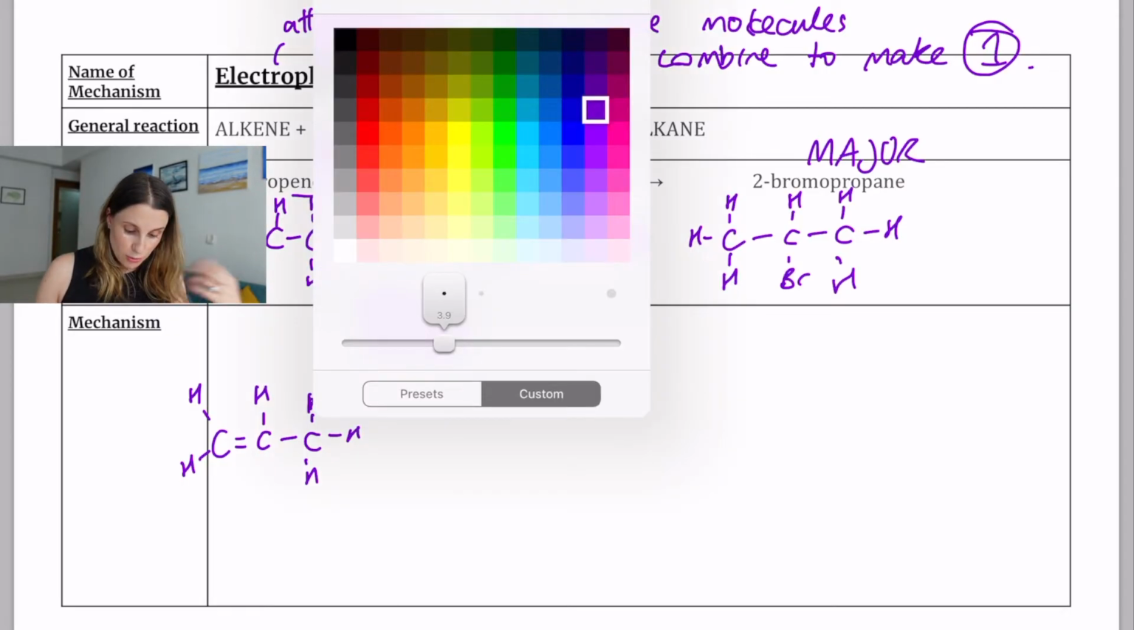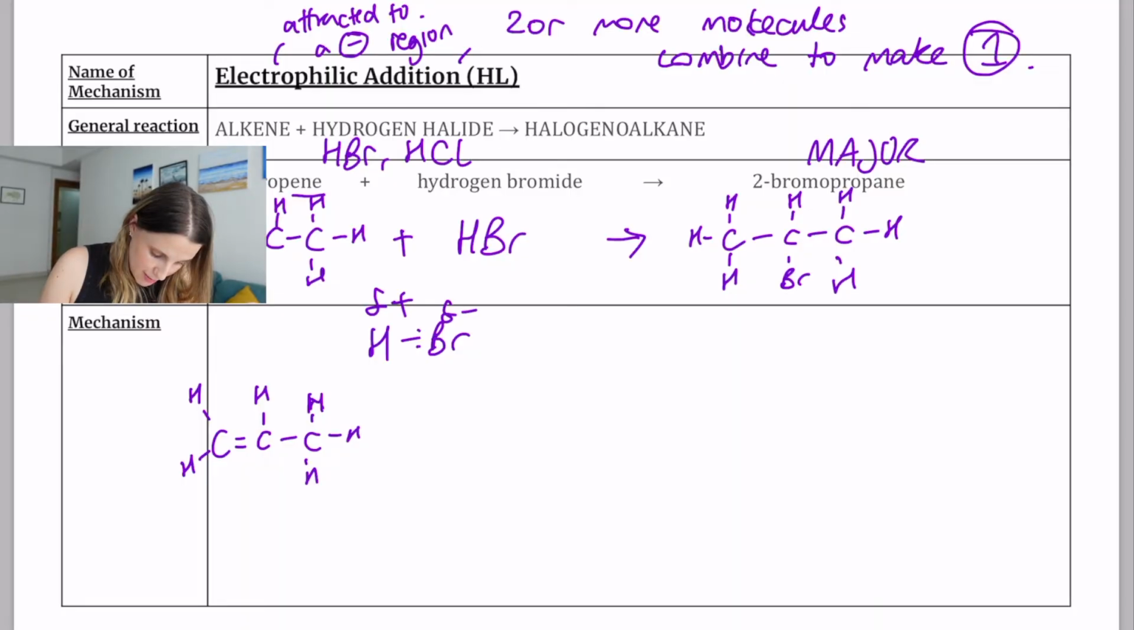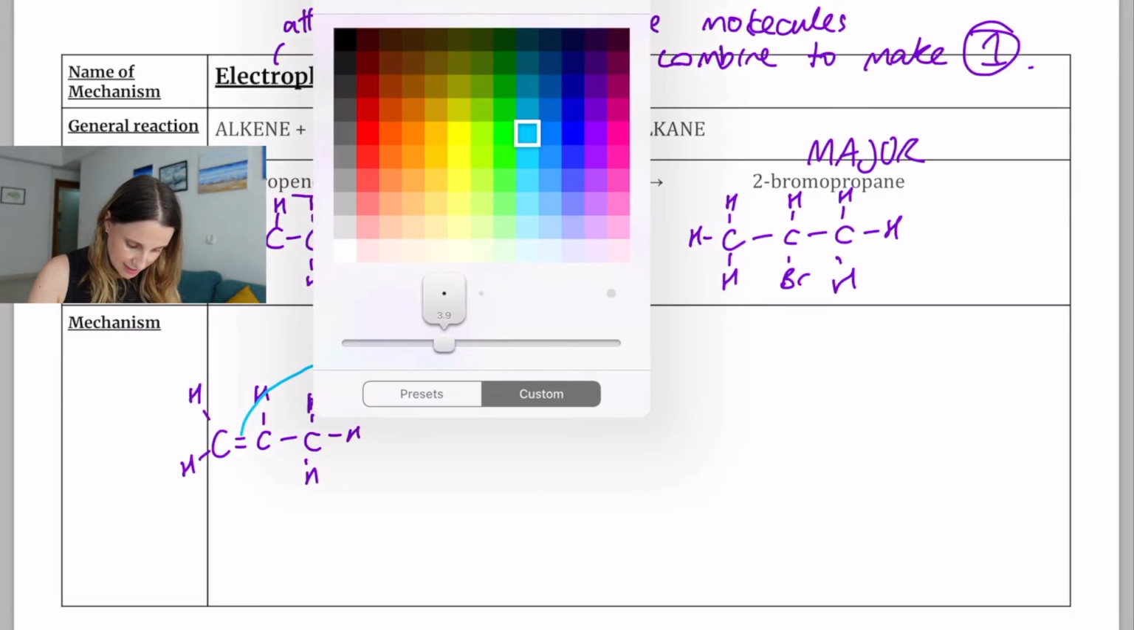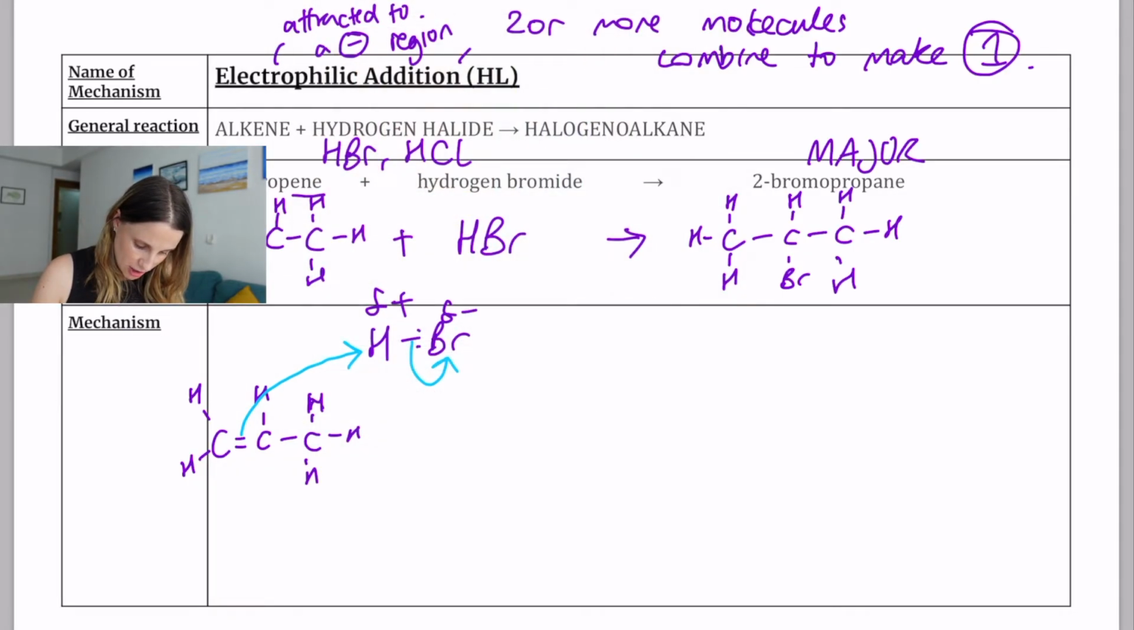So what's going to happen, let's draw the curly arrow, is that the electrons in the double bond here are going to be attracted towards this delta positive hydrogen, and they're going to form a bond with the hydrogen, and then the electrons from the H-Br bond are going to go to the bromine just like they did in the nucleophilic substitution, and we're going to form the bromide ion temporarily in the middle step. Okay, now the problem is that this could theoretically form 2 different products. So let me show you what I mean.